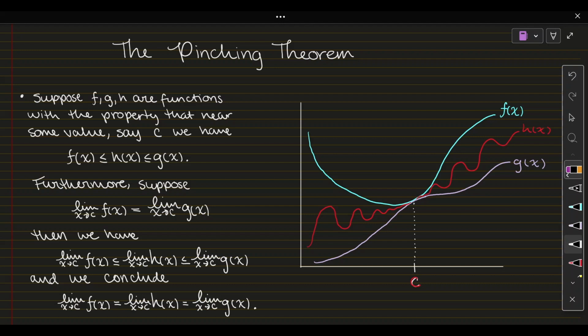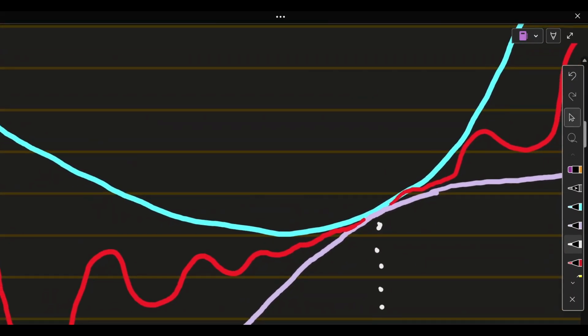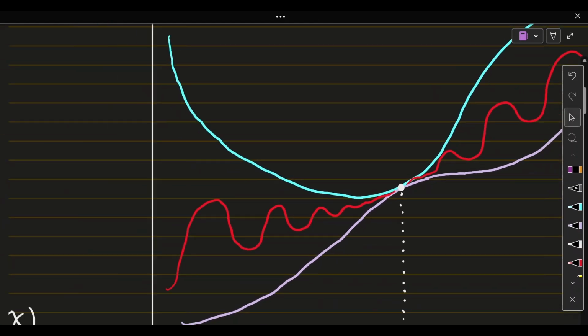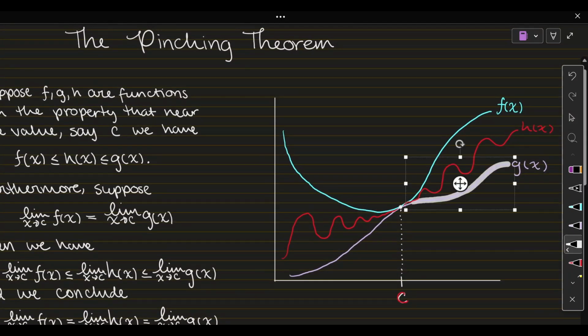And suppose that the limit as x goes to c of f of x equals the limit as x goes to c of g of x. So f and g are getting really, really close to each other. In fact, they're pretty much equal here. They have the same limit at x equals c. But remember that h was pinched in between them. h was between them around c.